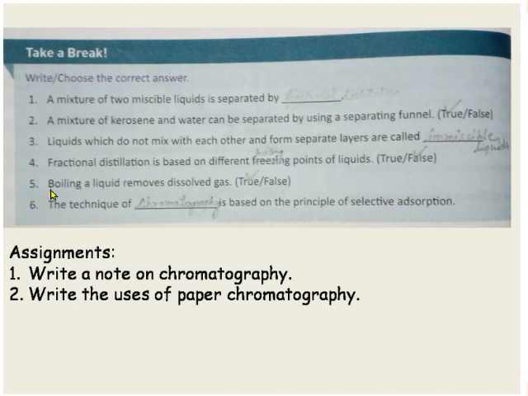Number 5. Boiling a liquid removes dissolved gases. Yes, it is true. And last one, the technique of chromatography is based on the principle of selective adsorption. Just now we have discussed that chromatography is based on the principle of selective adsorption. Now I am giving few assignments. Write a note on chromatography and write the uses of paper chromatography.